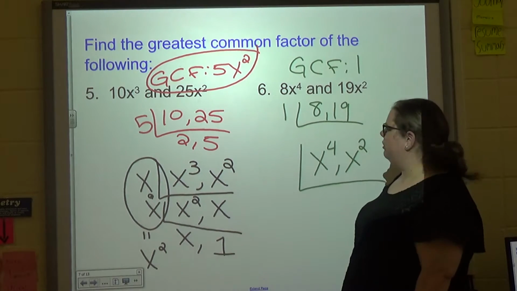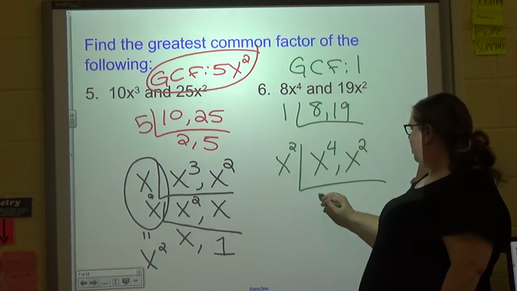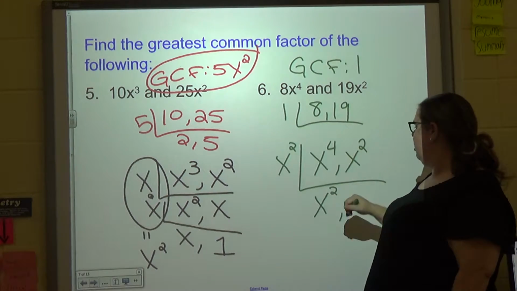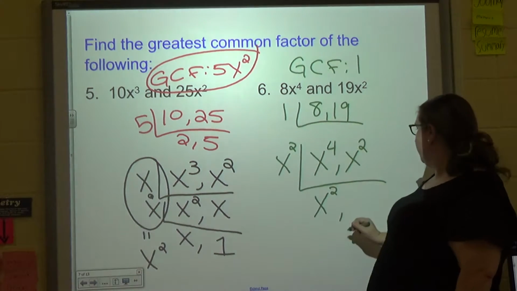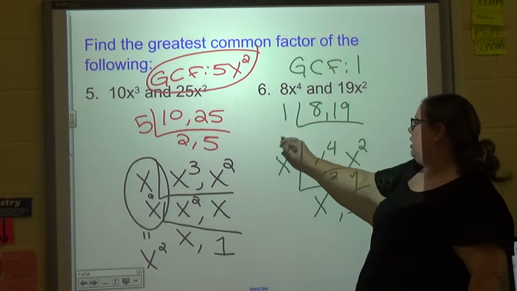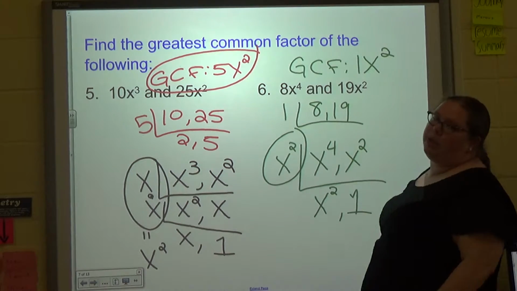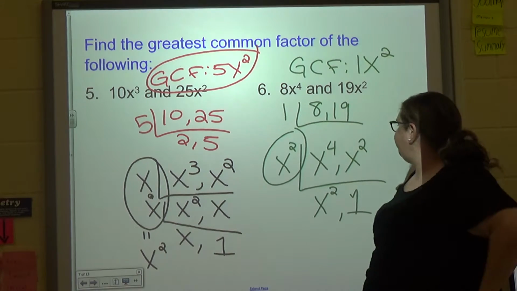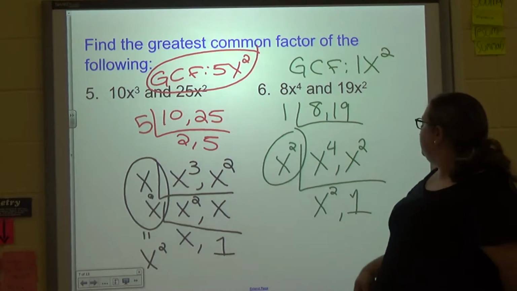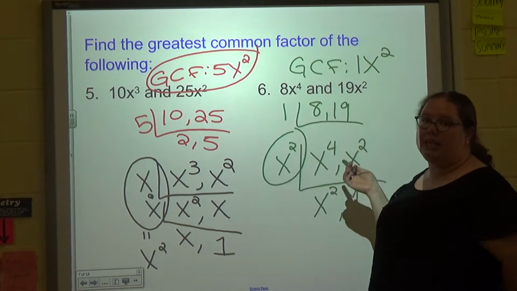What do you think? Well, over here I had an x squared. X to the 4th divided by x squared is x squared. X squared divided by x squared is 1. Nothing goes into these. So my GCF is 1x squared or just x squared. So what do you notice about both of these problems? The GCF of the variables was x squared in both cases.